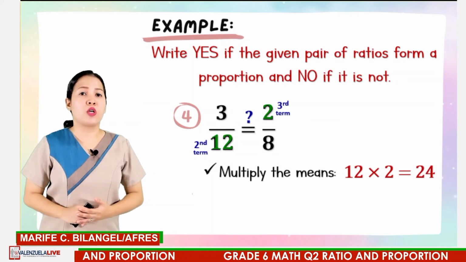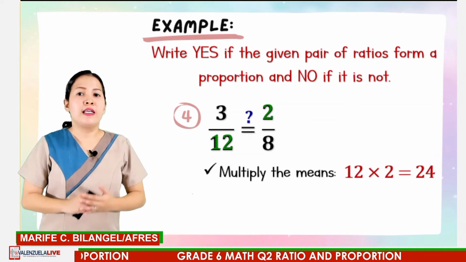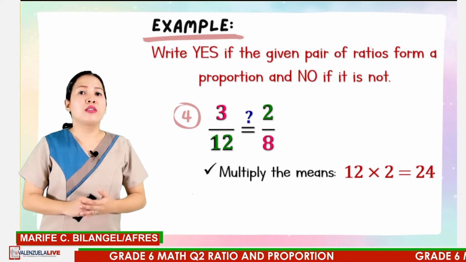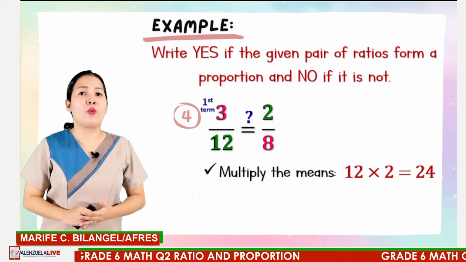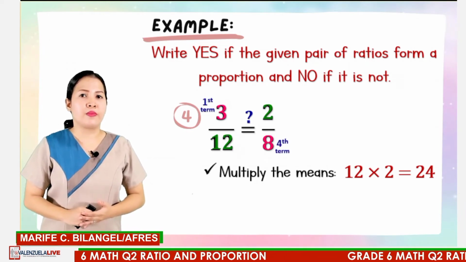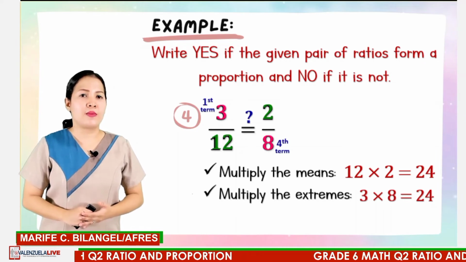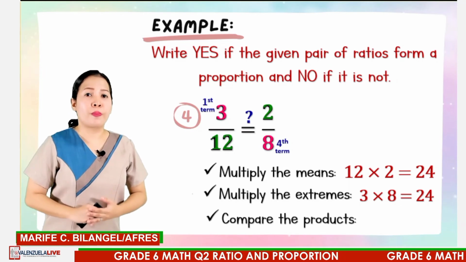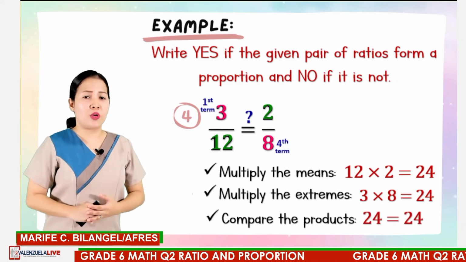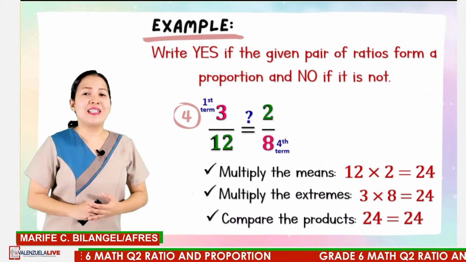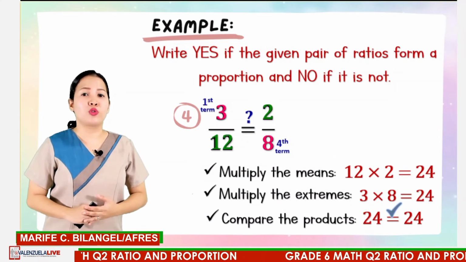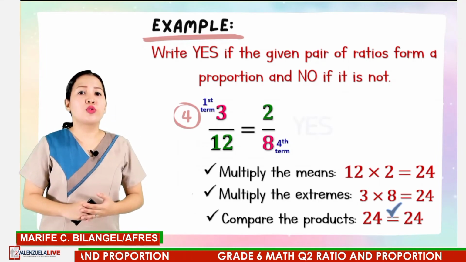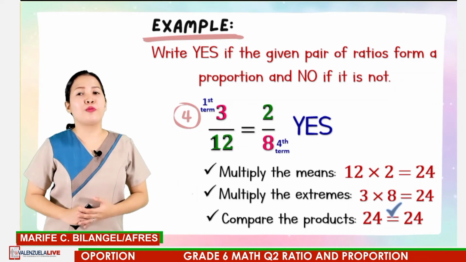12 times 2 is equal to 24. Next, let us multiply the extremes. So our first term is 3 and our fourth term is 8. Let us multiply 3 times 8. 3 times 8 is equal to 24. Let us compare the products. Is 24 equal to 24? Yes, 24 is equal to 24. Therefore, 3 to 12 and 2 to 8 form a proportion.